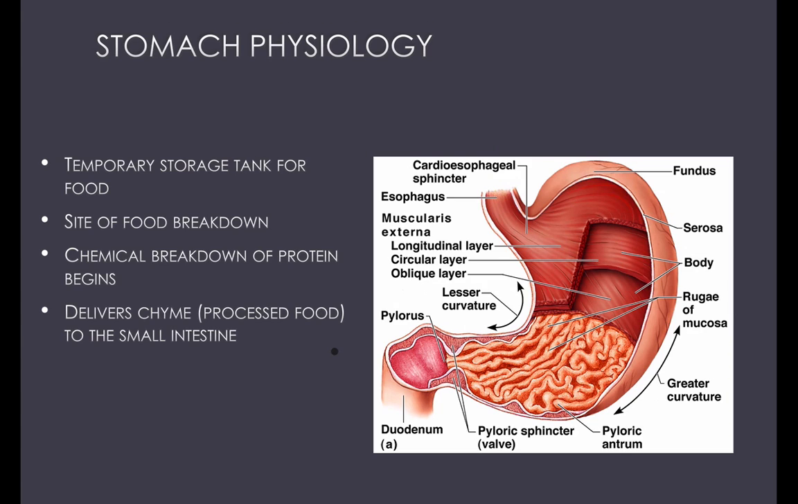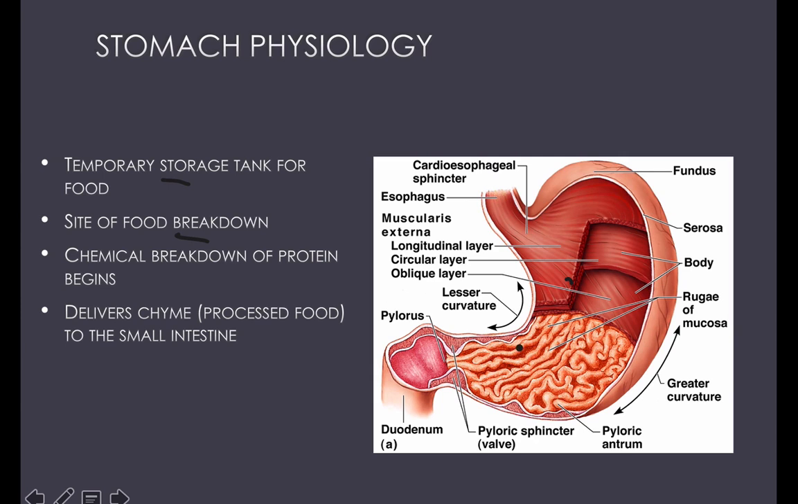So the major functions of the stomach is that it's a temporary food storage tank. So basically food is going to come in here, and it's going to start to be broken down. It's also the site of food breakdown. Chemical breakdown of protein begins in here. So any protein that you eat is going to start being chemically broken down in here. It also delivers chyme, or processed food, to the small intestine.